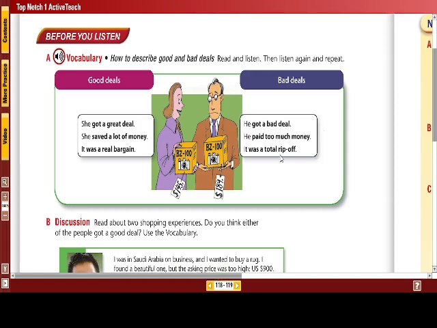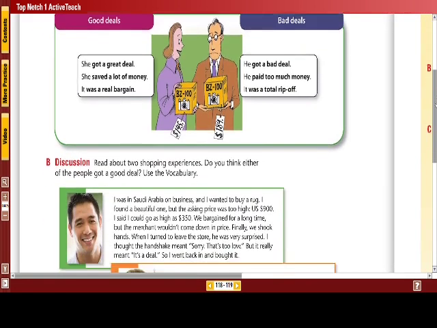So there's some new vocabulary in here. Remember the word bargain from the last lesson, and now we have the word ripoff. A ripoff is when you pay too much money for junk, or for a service that is really bad.